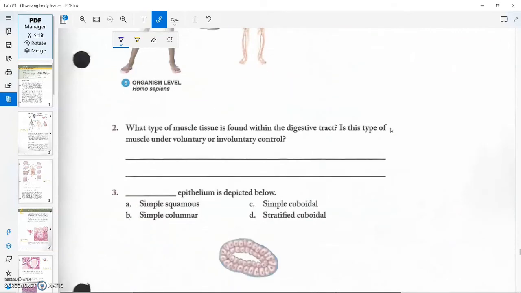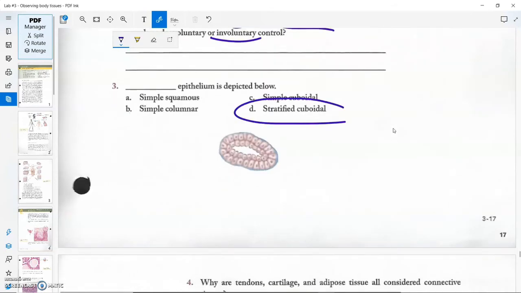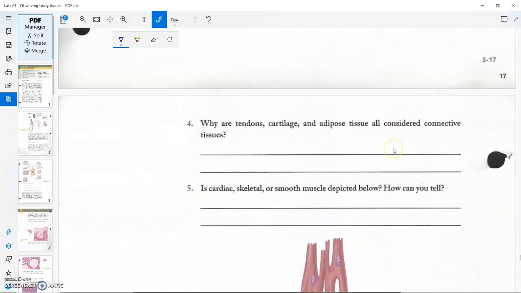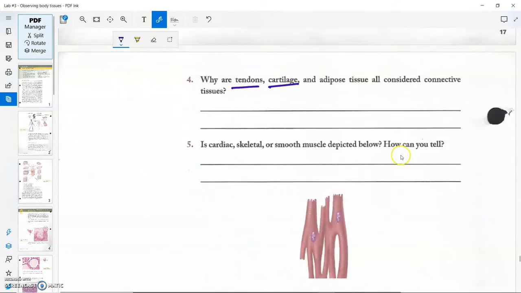What type of muscle tissue is found within the digestive tract? Involuntary control, hollow organs, so it's going to be smooth muscle under involuntary control. This is the stratified cuboidal epithelium, obviously. Tendons connect, okay. Cartilage connects, and even adipose tissue connects the deeper tissues in the body, like muscles, to the skin. Tendons connect muscles to the bones, and cartilage connects muscles.